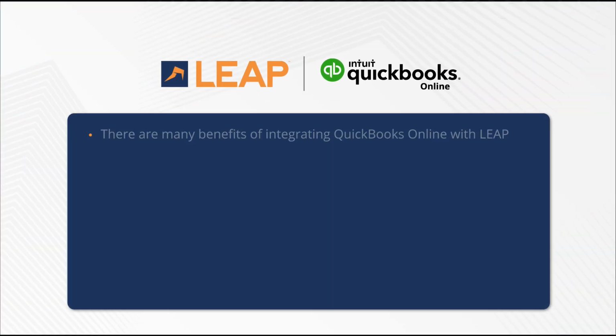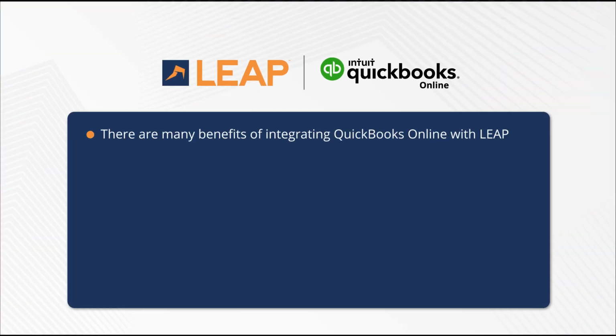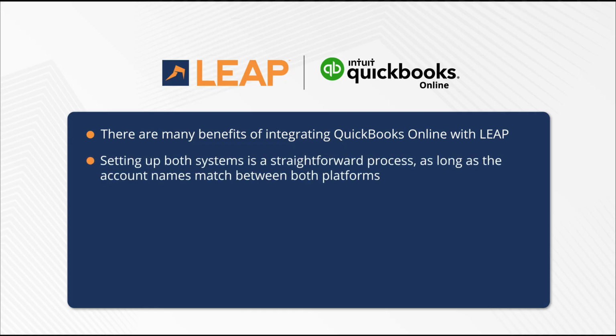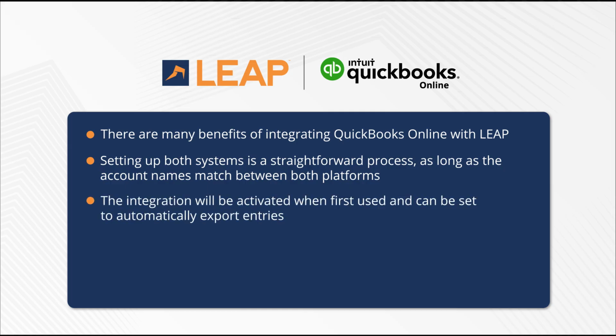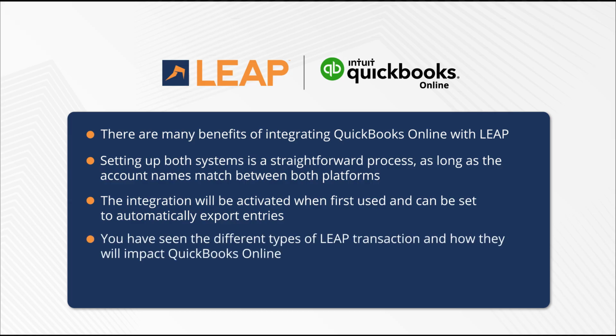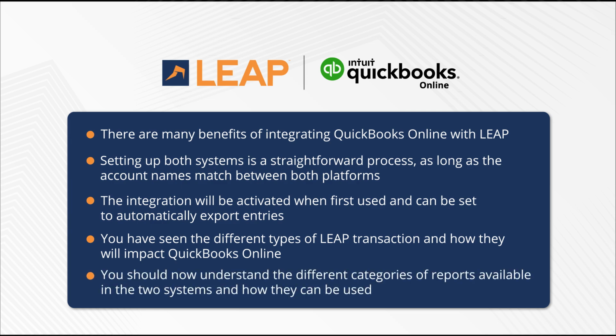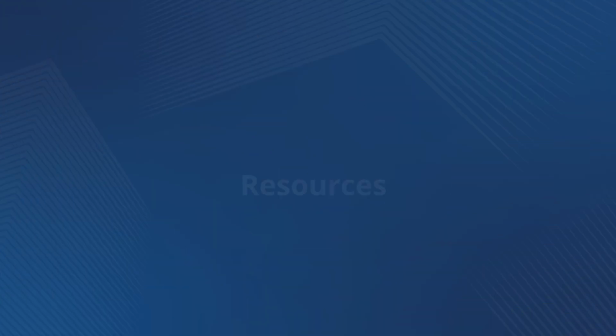To recap, there are many benefits of integrating QuickBooks Online with Leap. Setting up both systems is a straightforward process, as long as the account names match between both platforms. The integration will be activated when first used and can be set to automatically export entries. You have seen the different types of Leap transactions and how they will impact QuickBooks Online. You should now understand the different categories of reports available in the two systems and how they can be used.